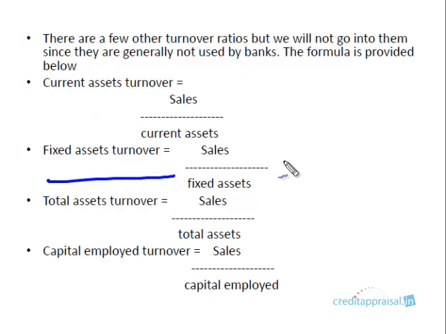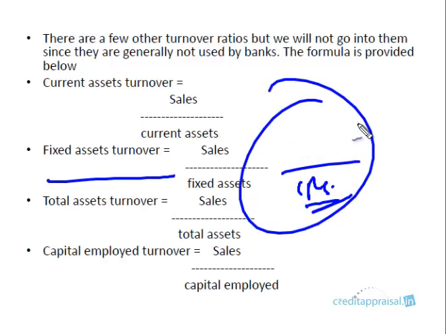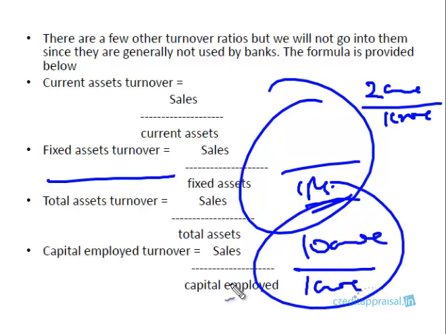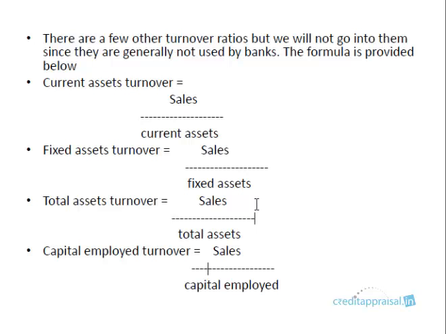Fixed assets turnover basically means, for every 1 rupee investment in my fixed assets, how much sales am I generating, right? Say for example, a company has fixed assets of 1 crore and is generating sales of 2 crores. Whereas another company with the same 1 crore investment in fixed assets is generating sales of 10 crores. So obviously what we are saying is, this company is more efficient in utilizing its fixed assets. So for every 1 rupee investment in fixed assets, how much sales I am generating, that is fixed assets turnover. This is a ratio which is calculated by banks, right?